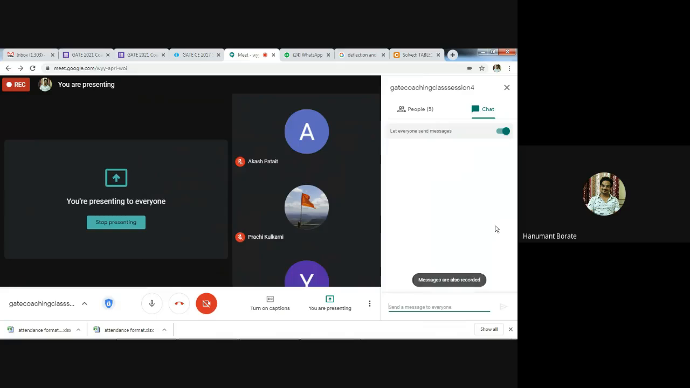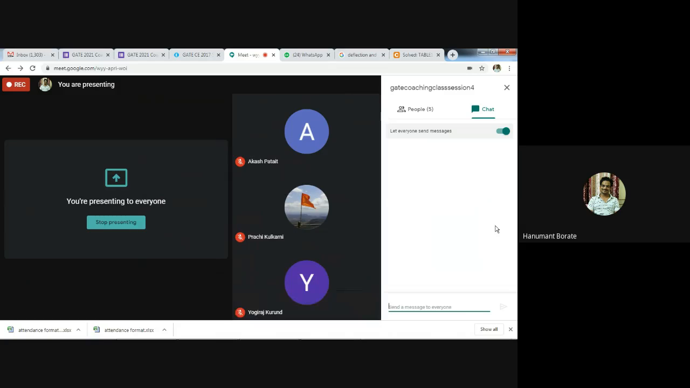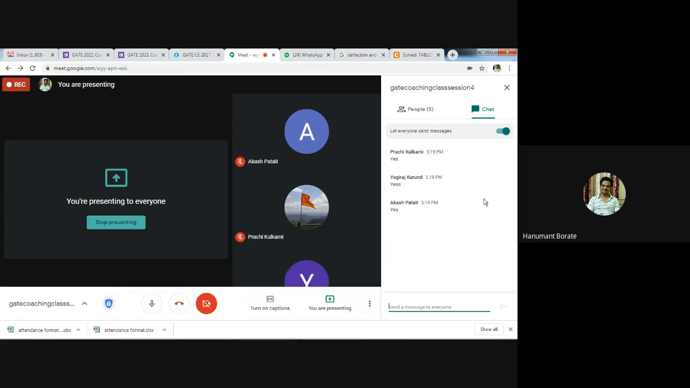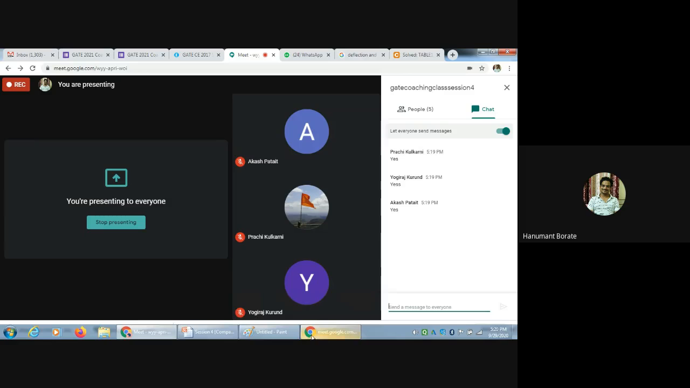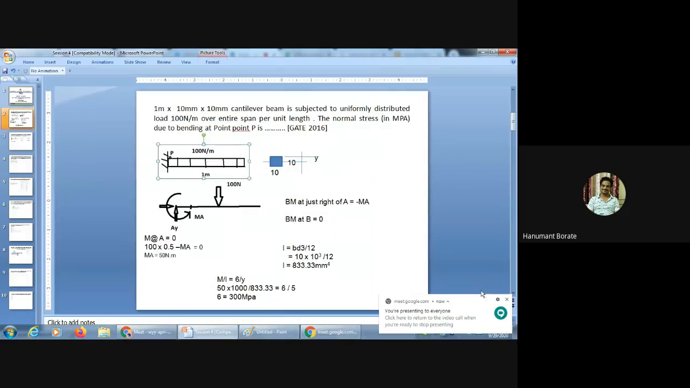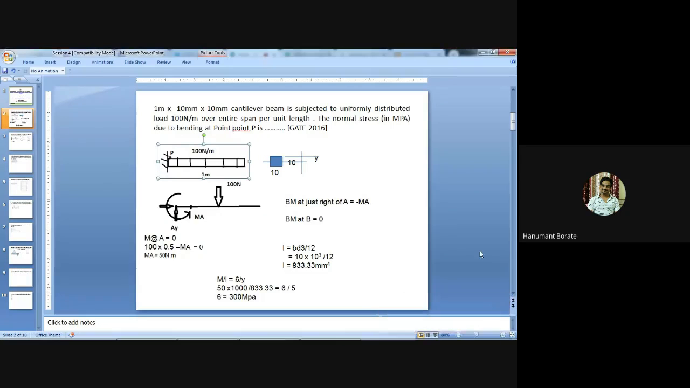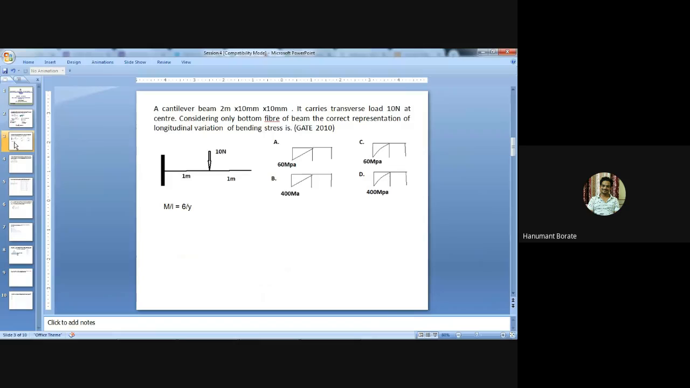Did you understand how to calculate the bending stress? Okay. Now we'll go for the next problem, a similar problem. This is from GATE 2010. This question is for 2 marks.